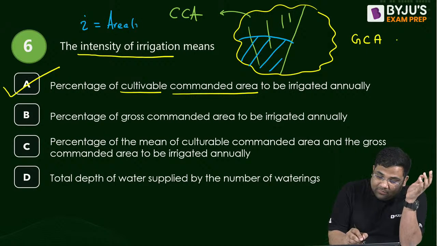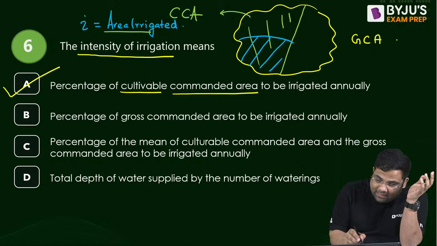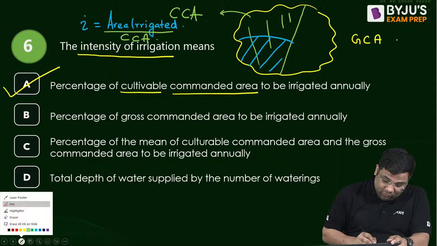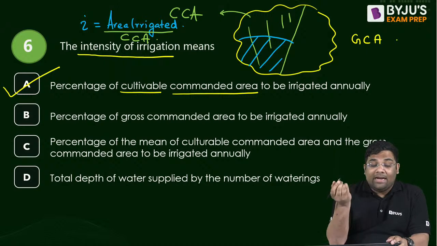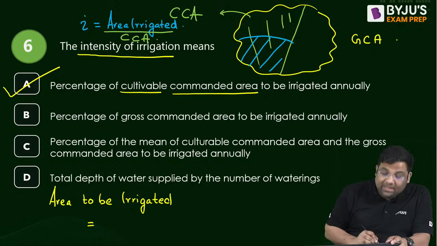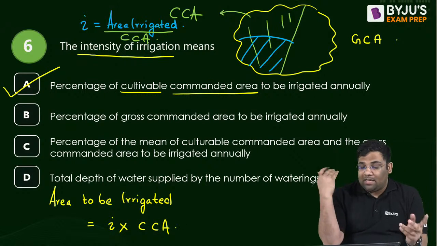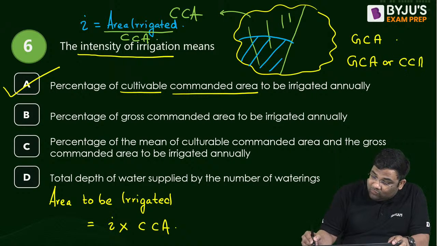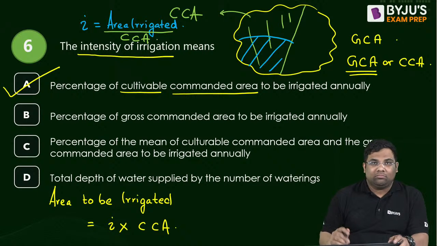The area irrigated, out of the cultivable commanded area. Or if I know the intensity, I can find out the area to be irrigated. The area to be irrigated will be equal to the intensity times the cultivable commanded area. If they ask which one is more, GCA or CCA, obviously the answer is GCA is more.